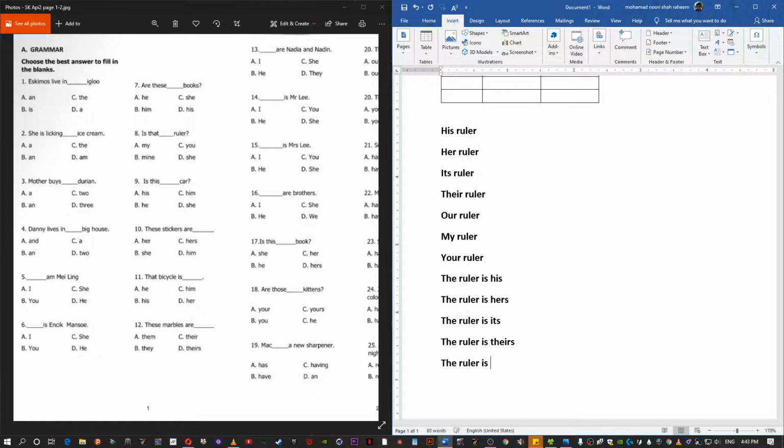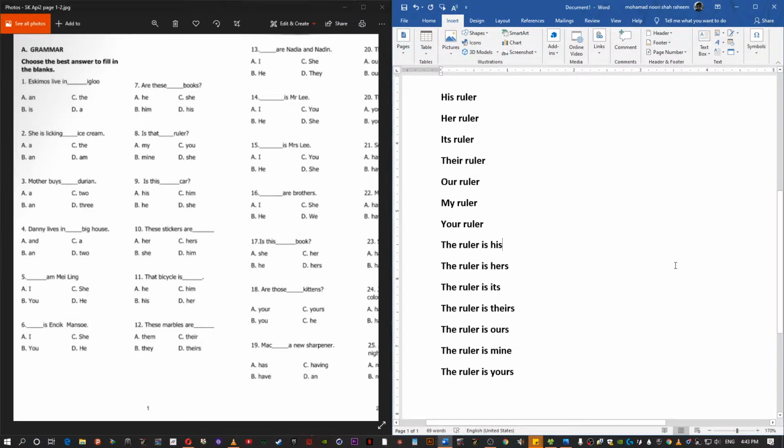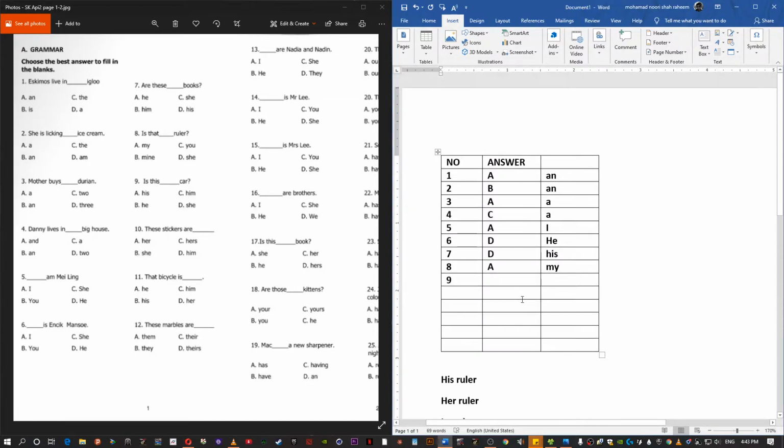Okay. And then for kami, kita, ours. And then for saya, mine. Untuk kamu, yours. Okay, so you see the difference? This is the difference. Yang ini satu, barang tu di hadapan, ini barang dia di belakang. Okay, hope you don't have any problem anymore with this.